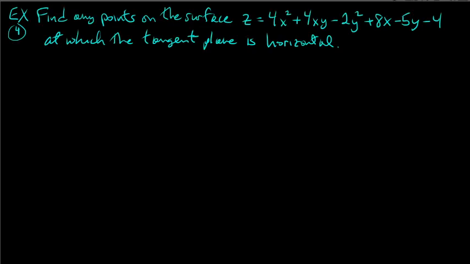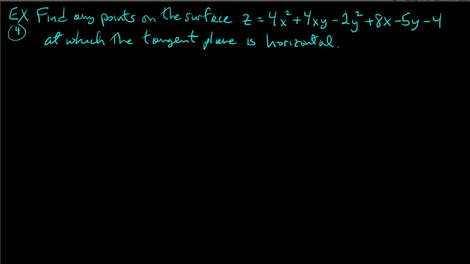Okay, I guess we're ready for another example. Find any points on the surface z equals 4x squared plus 4xy minus 2y squared plus 8x minus 5y minus 4. Again, this surface may not be familiar. It's not a paraboloid, I think it might be a hyperboloid, I'm not sure. Doesn't matter, it's just some surface. So find any points on that surface at which the tangent plane is horizontal.